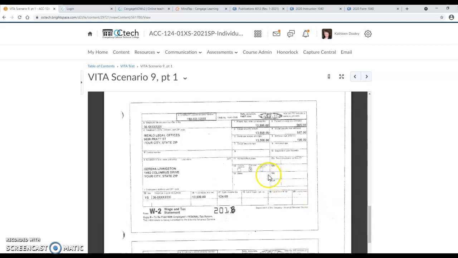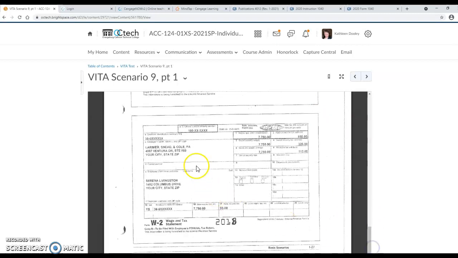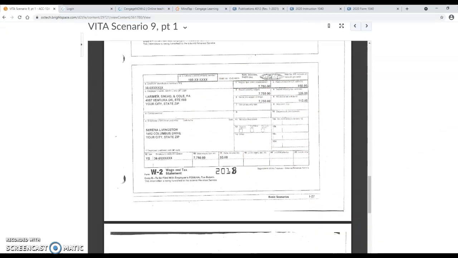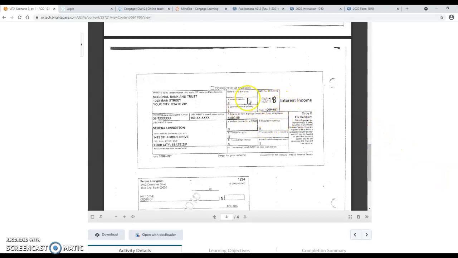Here is one of her W-2s for Serena. This is her wages, her federal income tax withheld, and we've had a number of these for your exams. Okay, here's her other W-2. Here's where she got some interest. Again, just consider all of these documents just like you do for an exam. Just consider that these all belong to the current tax year that you're doing. Okay. Here she got some interest, $500.